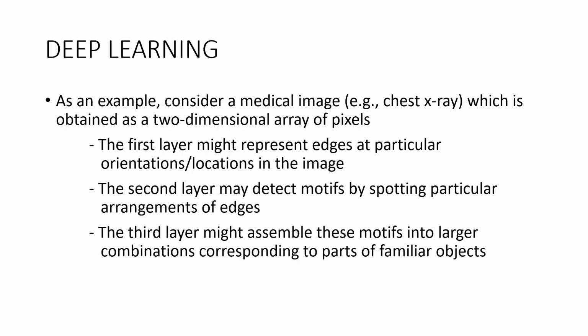All right, so consider a simple medical image, a chest X-ray, which I just mentioned. As I said, it's a 2-dimensional array of pixels. So if you had 3 hidden layers in a deep learning network, the first layer might come to represent edges, at some locations and orientations within that film. The second layer might look for particular arrangements of those edges. And then the third layer might assemble these motifs into larger combinations, maybe corresponding to real objects, parts that we're familiar with.